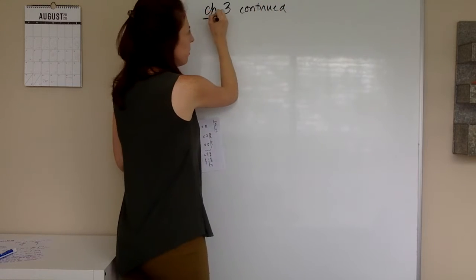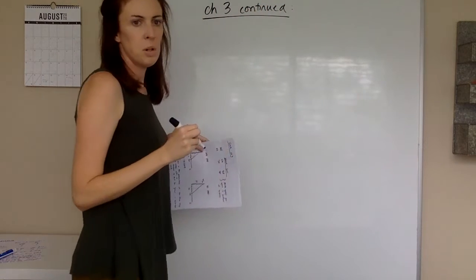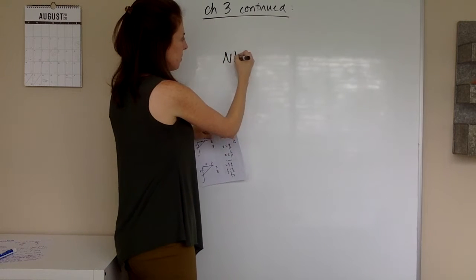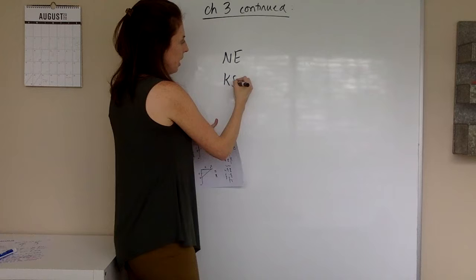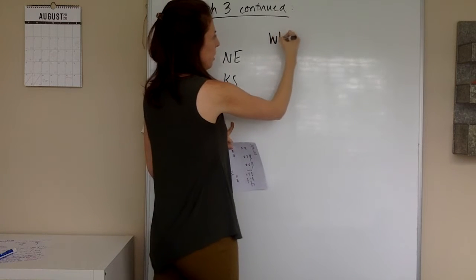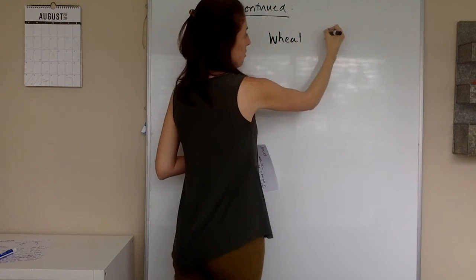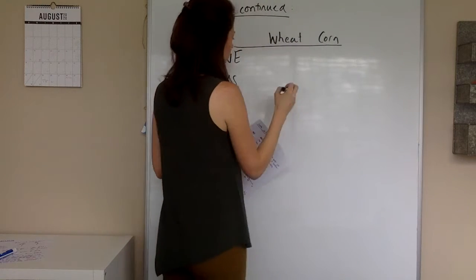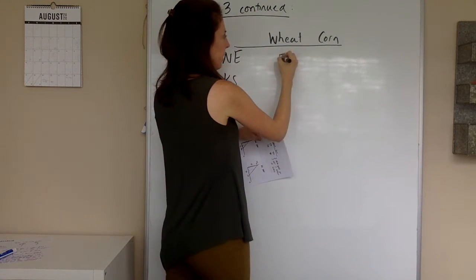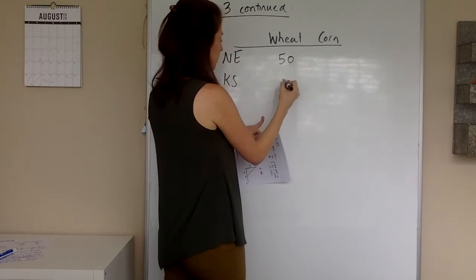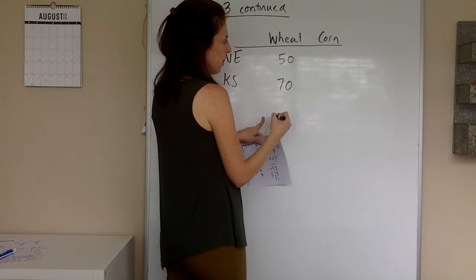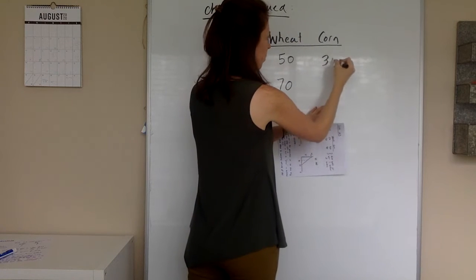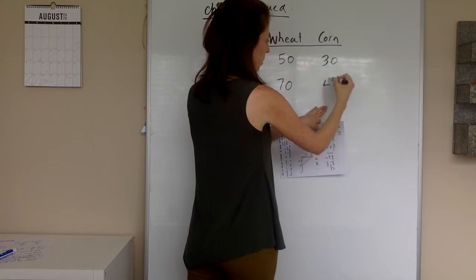I'm going to keep going with the same example that I gave last class just so we don't have to start from scratch. Last class we talked about the Midwest, specifically Nebraska and Kansas, and we said each state can make wheat, they can also make corn, and the maximum yield that they can get in a year is Nebraska can get 50 units of wheat, whereas Kansas can produce 70. In corn, Nebraska can make up to 30 units, whereas Kansas can make up to 40 units of corn.